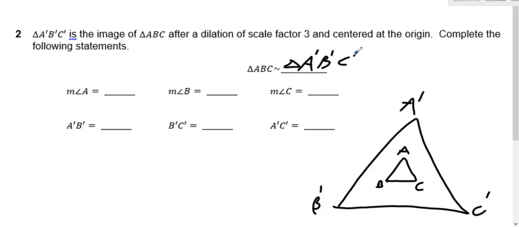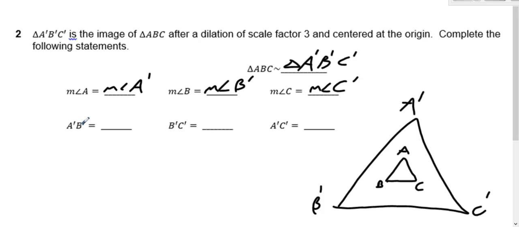And when figures are similar, all of their angles, their corresponding angles, will be congruent. So the measure of angle A is the same as measure of angle A prime. Measure of angle B is the same as measure of angle B prime. And the measure of angle C is the same as measure of angle C prime. But the side lengths are not the same.